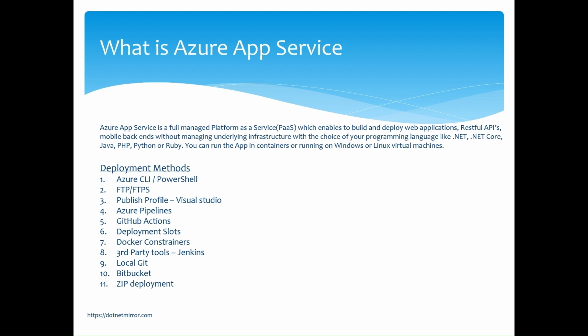Below are the different deployment methods. You can deploy your app to Azure App Service using traditional methods like FTP or publish profile in Visual Studio. For automation, there are Azure Pipelines and GitHub Actions. You can also use tools like Azure CLI, Docker containers, even third party tools like Jenkins. We have covered all the deployment methods. I will provide the link in the description.